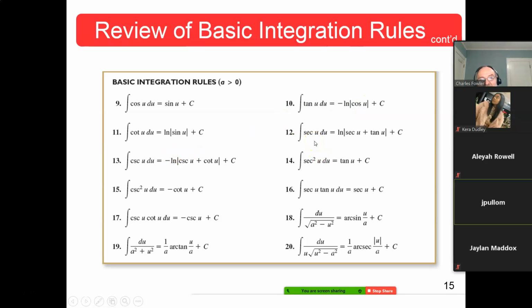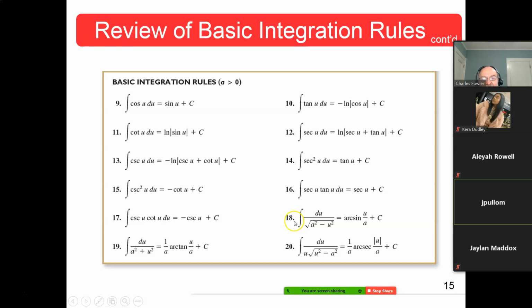Antiderivative of secant u is that strange one, log of absolute value secant u plus tangent u plus c. That trick. Cosecant u, similar to this, same trick, minus the log of cosecant u plus cotangent u plus c. Antiderivative of secant squared is tangent. Cosecant squared is minus cotangent. Antiderivative of secant tangent is secant, and antiderivative of cosecant cotangent is minus cosecant.